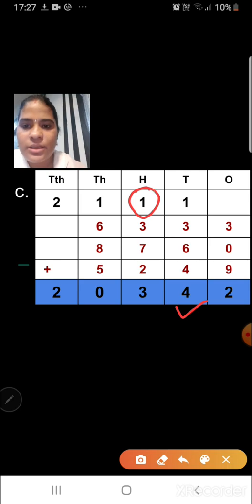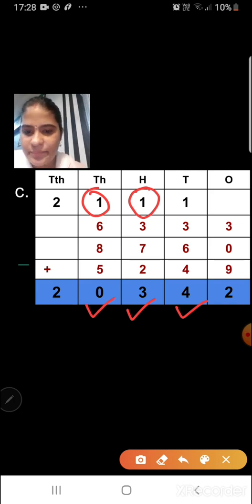In hundreds place, we have 1 plus 3 plus 7 plus 2, which is equal to 13. Children, here 1 will be carry over in thousands place and 3 will write in hundreds place. Then we have to add 1 plus 6 plus 8 plus 5 in thousands place, which is equal to 20. So 2 will be carry over in 10,000s place and 0 will write in thousands place.